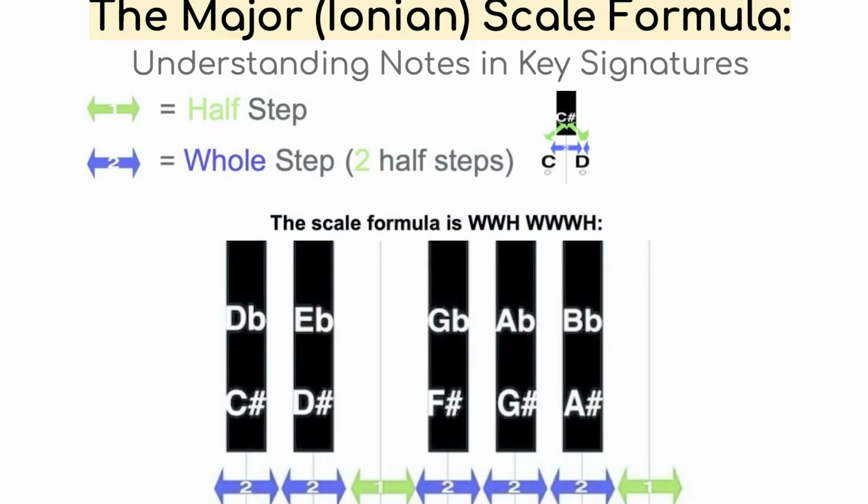I am here to explain patterns in music theory, music instruments, and music software. So here we are. We're going to explain the pattern of the major Ionian scale formula. And the first thing we need to do to understand what that is or what that even means is to understand the difference between half steps and whole steps.